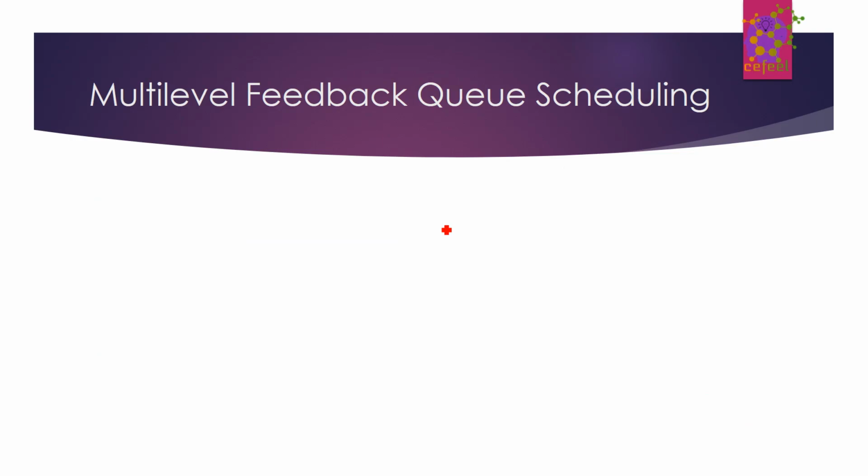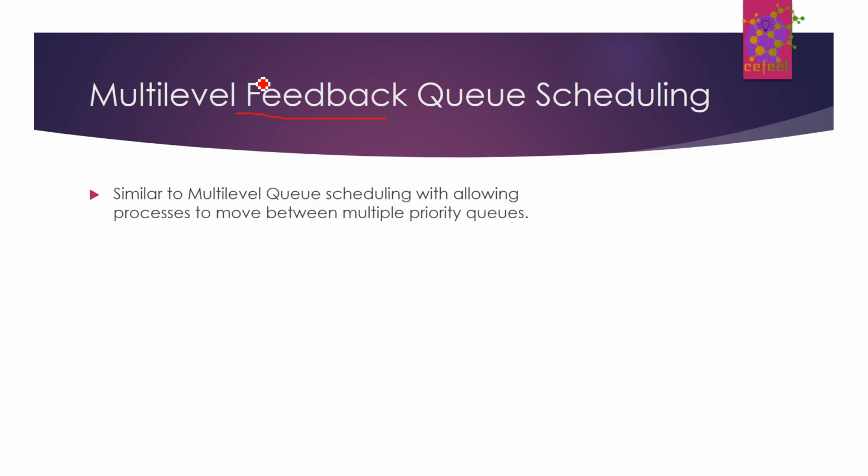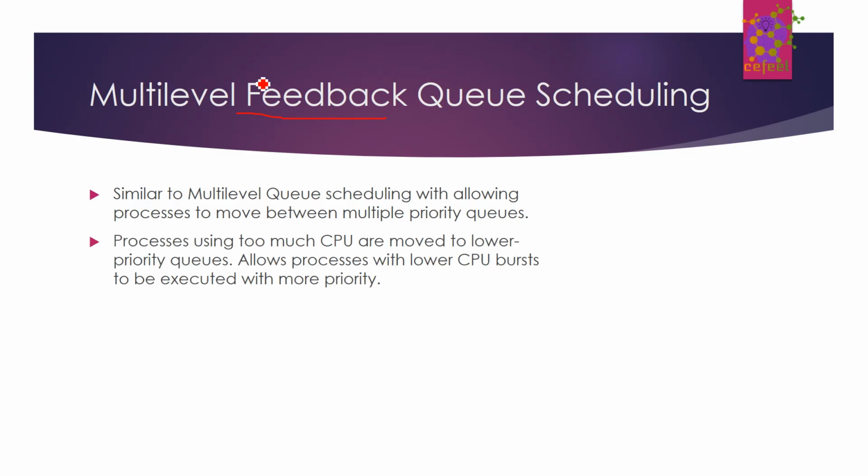And hence we come to the last scheduling algorithm, but not the least, probably the most complex, multi-level feedback queue scheduling. It is similar to multi-level queue scheduling, but it incorporates additional feedback to make sure that higher priority processes are moved to the lower priority queues if they have received CPU already, and to ensure starvation doesn't occur. So this is how it achieves fairness, or reduces starvation.